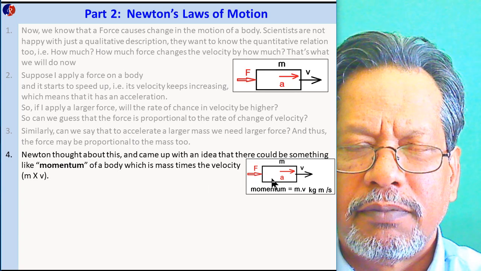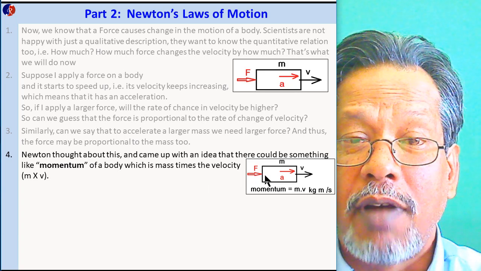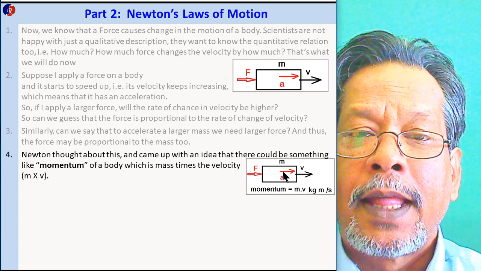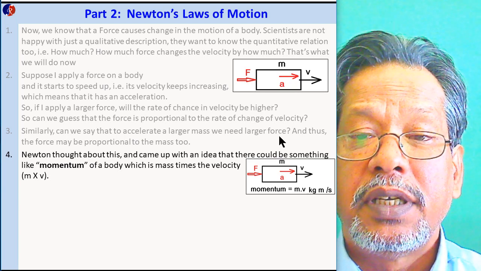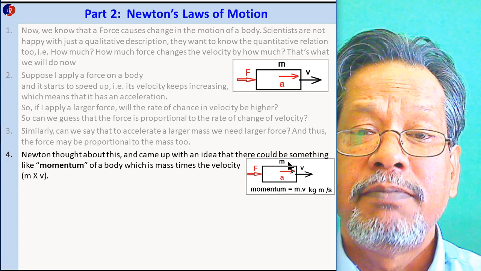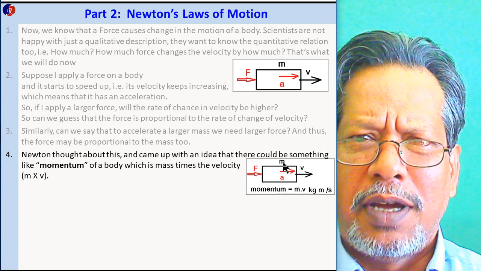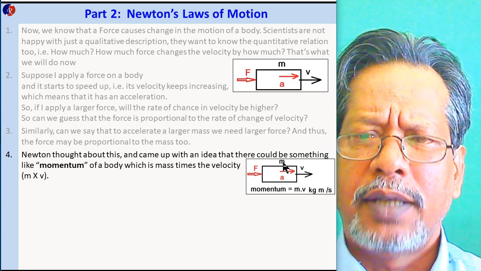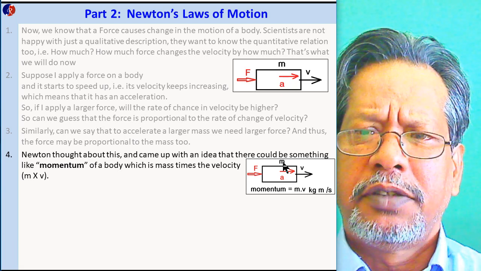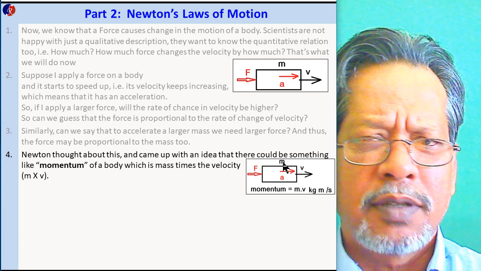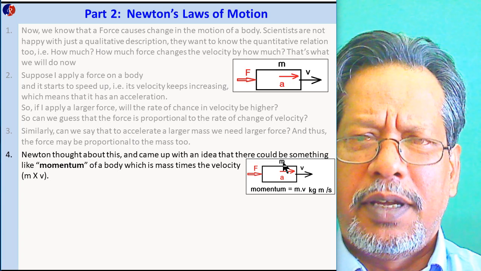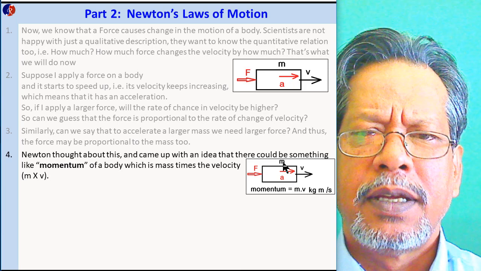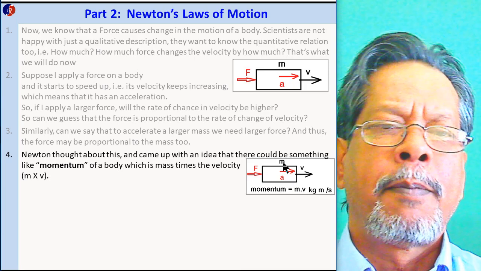So if that's a body, I'm drawing a simple thing. It could be round, it could be any shape. It should have a mass, m. If it's got a velocity v, it's got a property called momentum. It's kind of like inertia. If it's got large mass and velocity, it wants to keep moving the same way. It doesn't like change. It's like inertia. Momentum, okay? Mass times velocity.